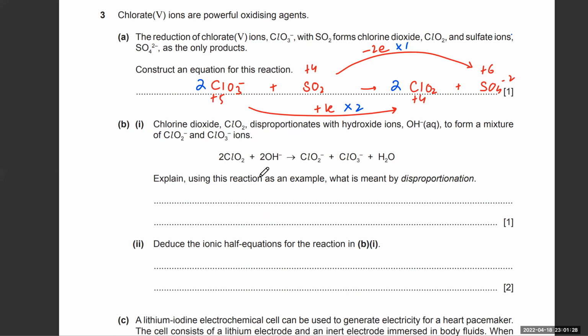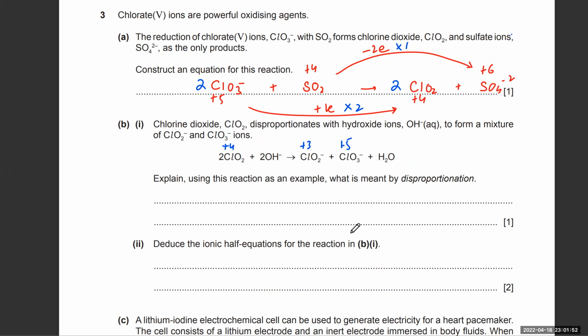Explain, using this reaction as an example, what is meant by disproportionation, where the same element, +4, this is +3, I guess, and this is +5. So the same element gets oxidized and reduced. And you can write that ClO2 goes to +3 and also +5. It gets reduced to +3 and gets oxidized to +5.